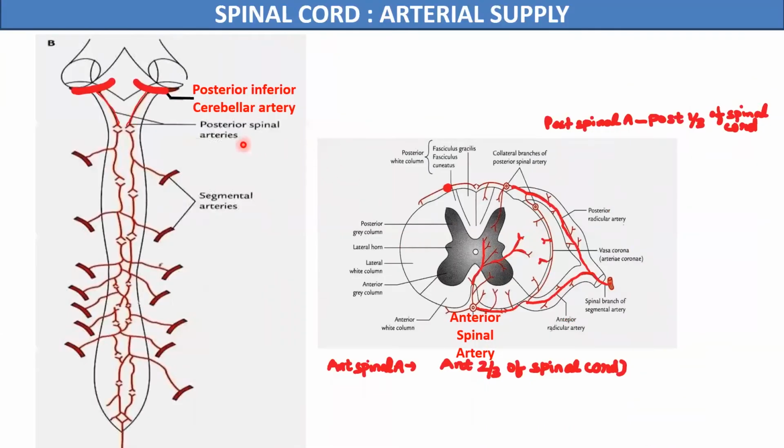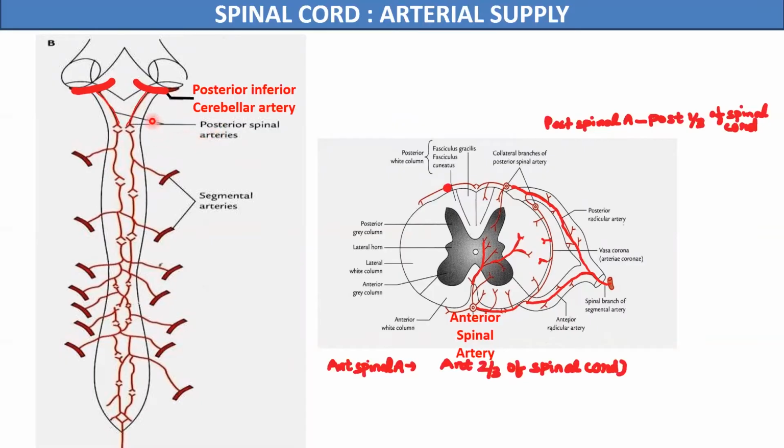The second set of arteries are the posterior spinal arteries. There are two posterior spinal arteries, each a branch from the posterior inferior cerebellar artery. The posterior inferior cerebellar artery is a branch of the vertebral artery. Sometimes the posterior spinal arteries may be direct branches from the vertebral artery itself.